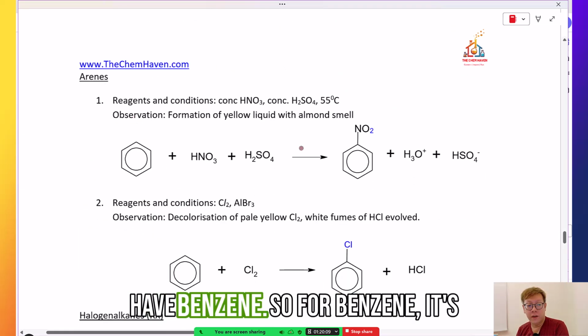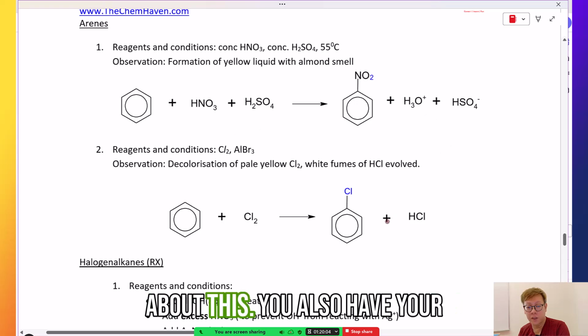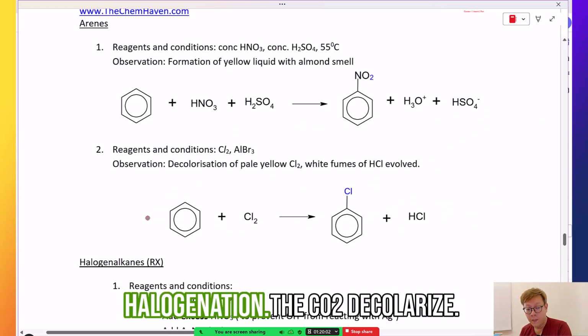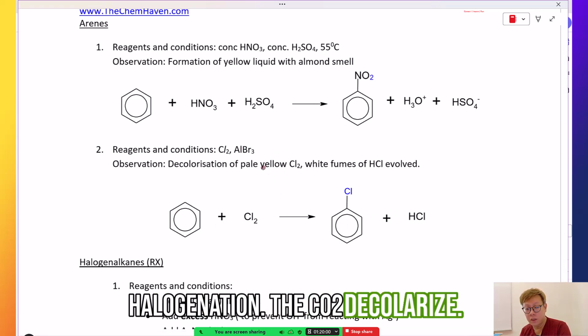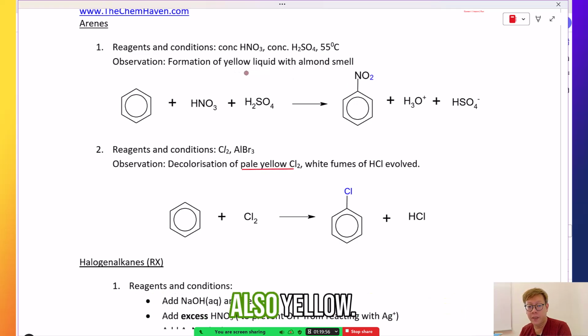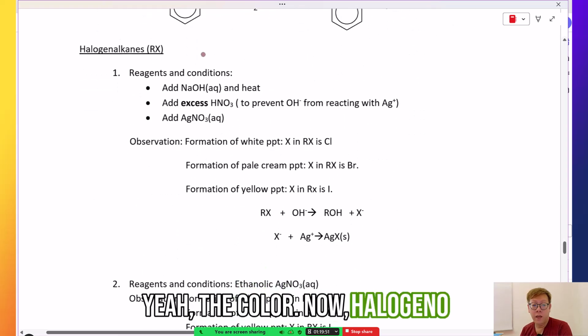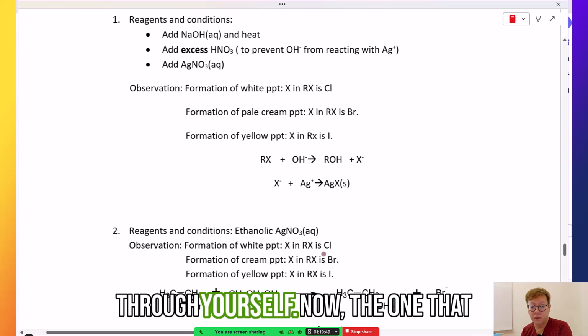Now, you also have benzene. So for benzene, it is the nitration. Now, I'm not going to talk about this. You also have your halogenation. The Cl2 will decolorize. Now, take note, Cl2 is pale yellow. Alright, nitrobenzene is also yellow. Can? Yeah, the color. Now, halogenoalkane, you can go and read through yourself.